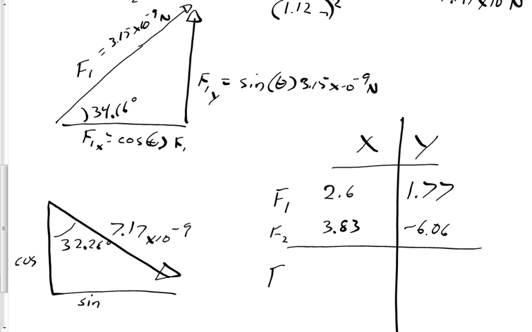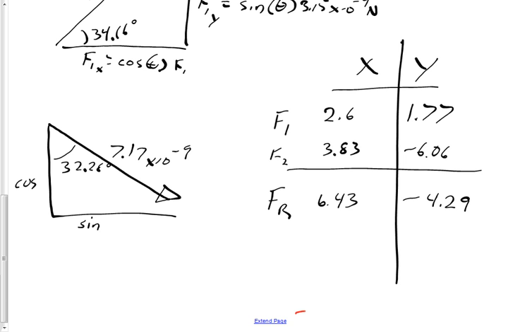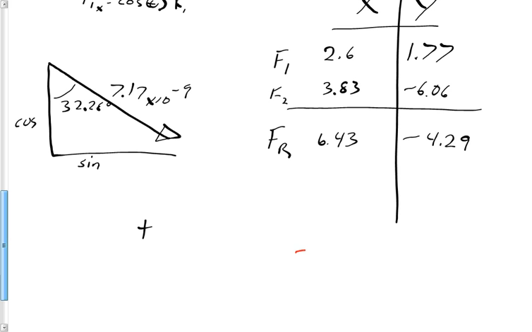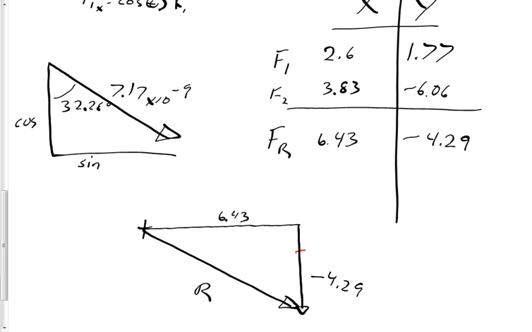And so the resultant force is going to be 6.43 and negative 4.29. Those are just adding up the x's and adding up the y's. Now I'm going to make a new triangle to finish things off, where I just start at my zero point. I'm going to go in a positive direction from here, 6.43, and then from there I'm going to go into a negative direction, because this is negative, a negative 4.29, and this is my resultant right here. This is my resultant force.